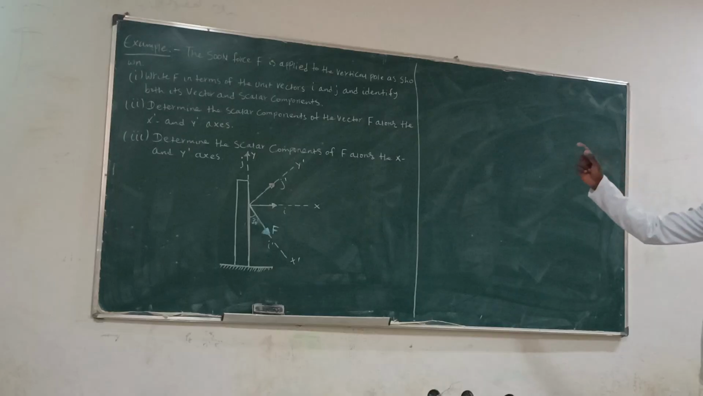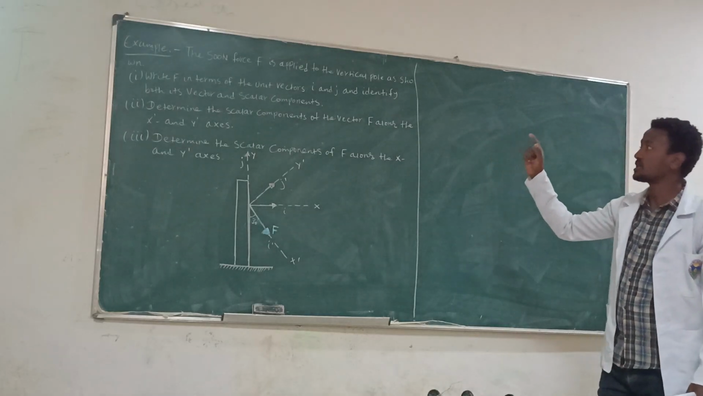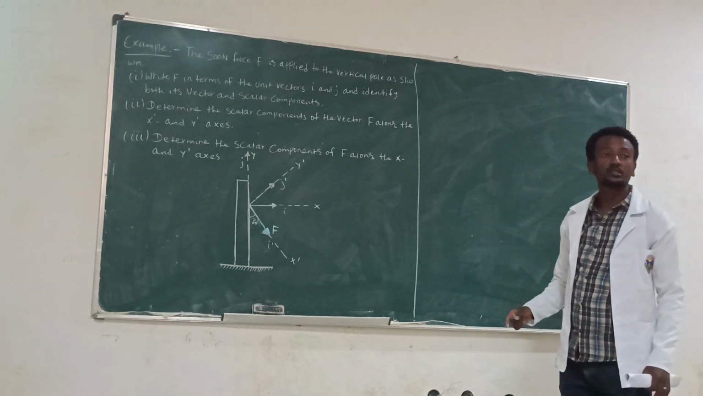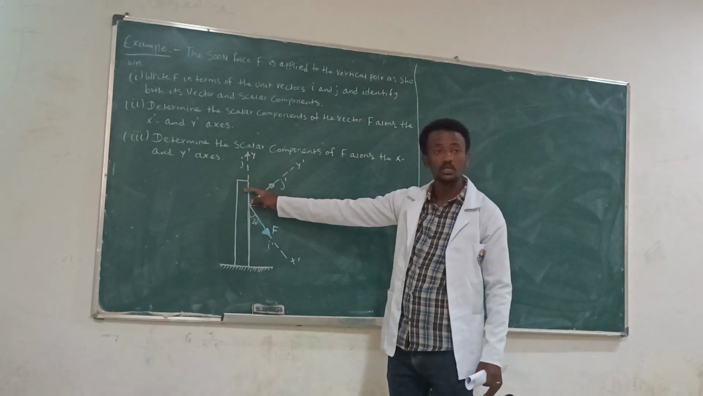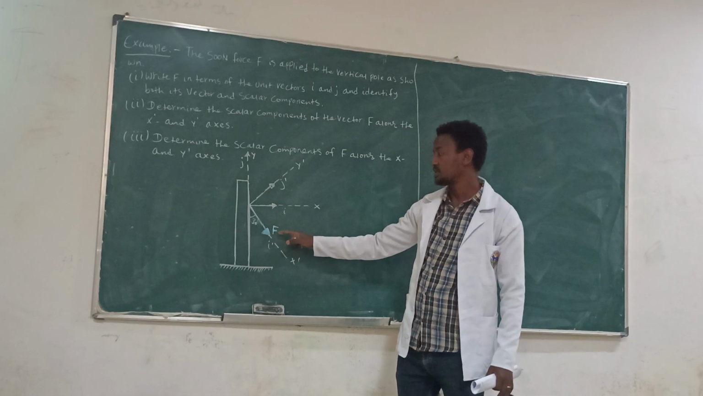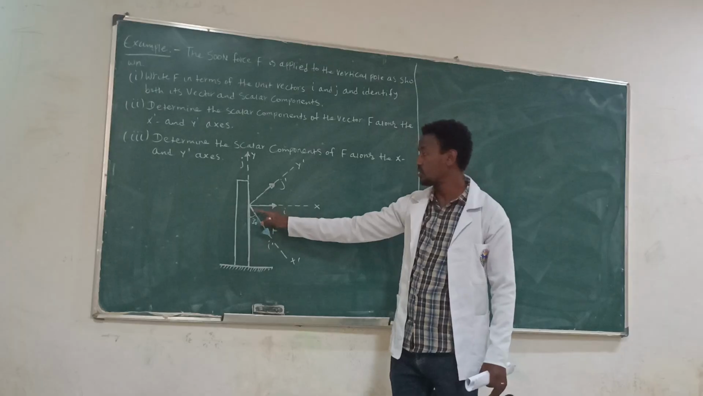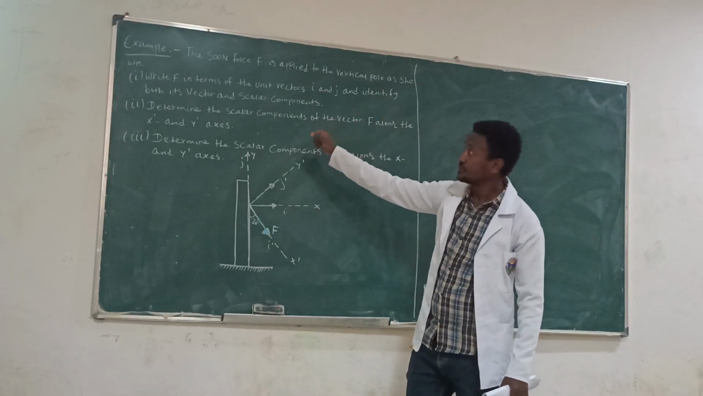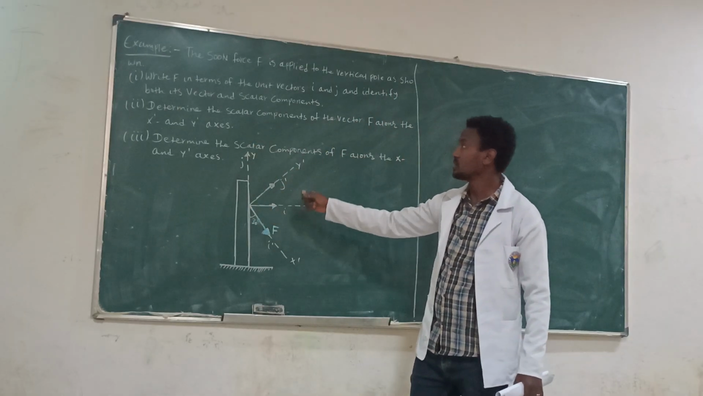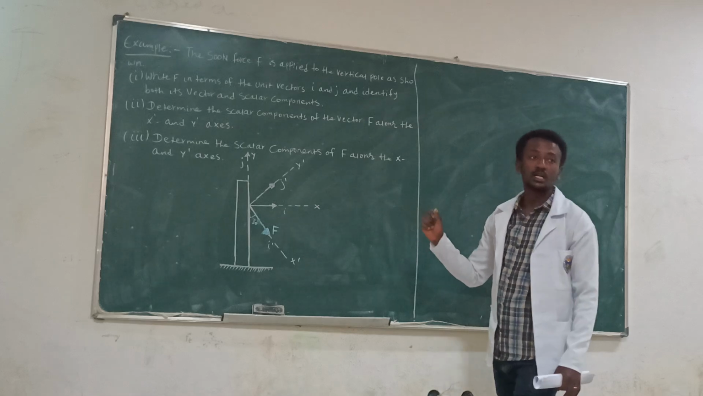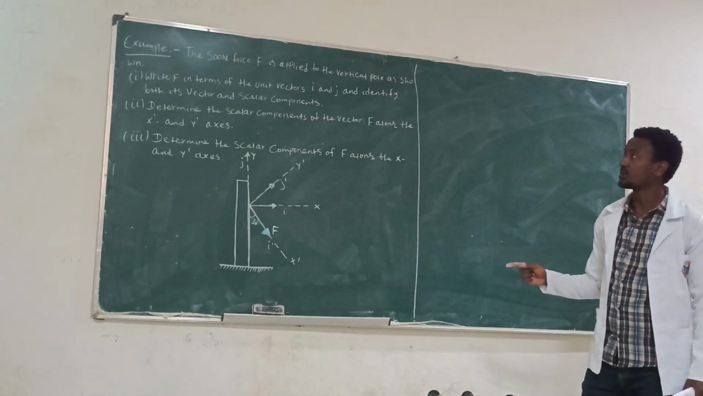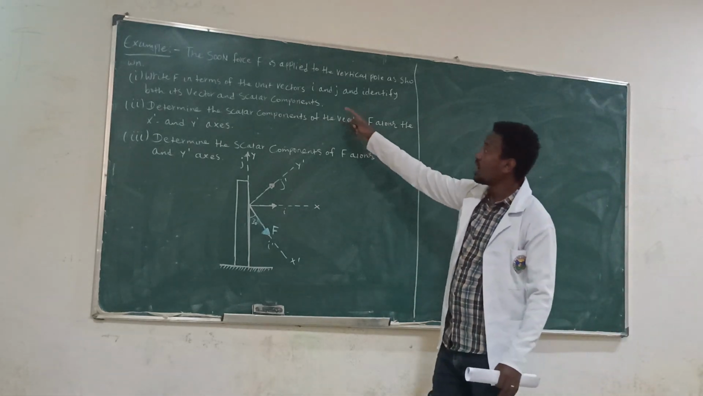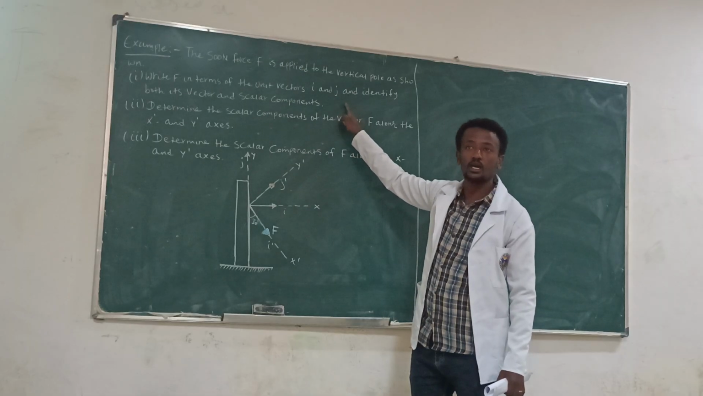The 500 Newton force is applied to the vertical pole. Here is a pole and 500 Newton forces applied on this pole, and this figure is shown here. The first equation is: write F in terms of the unit vectors i and j.